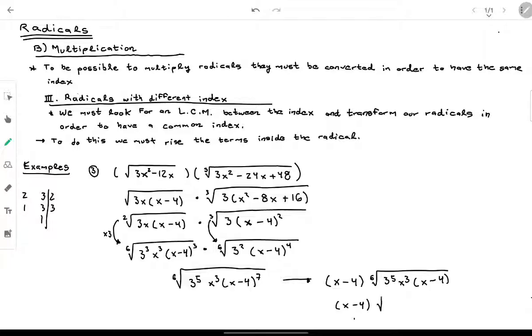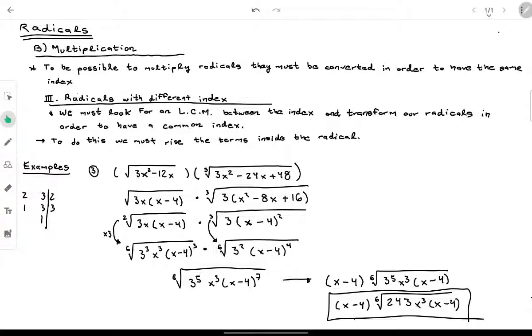If I do 3 to the 5, it's 3 times 3 times 3 times 3, 5 times, and it's going to be 243 x cubed, that multiplies x minus 4. And that will be my final answer. So if we have polynomials, it's exactly the same procedure. We need to first decompose it, then we will transform them in order to have the same common index.